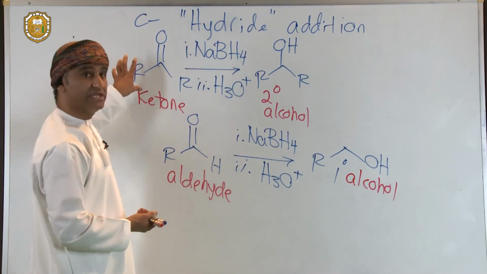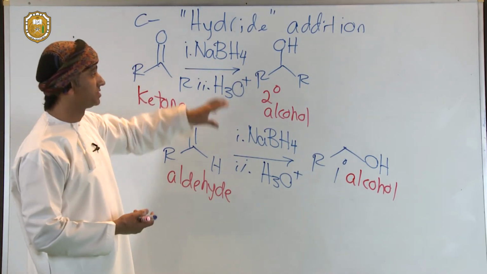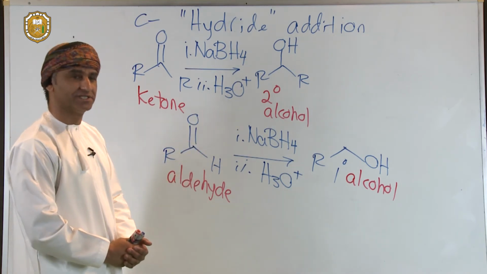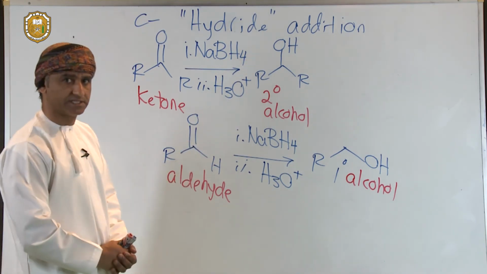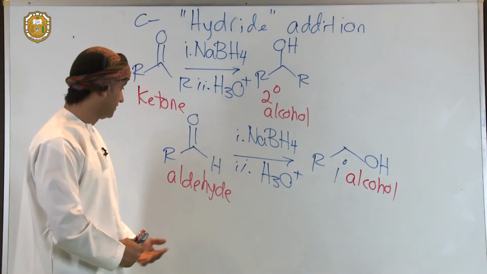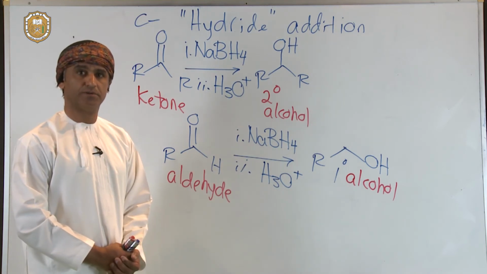So if we take a ketone, the ketone gets reduced with sodium borohydride to the corresponding secondary alcohol. Aldehydes get reduced to the corresponding primary alcohols if you react the aldehyde with sodium borohydride.